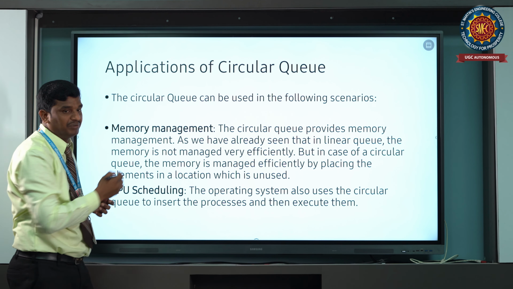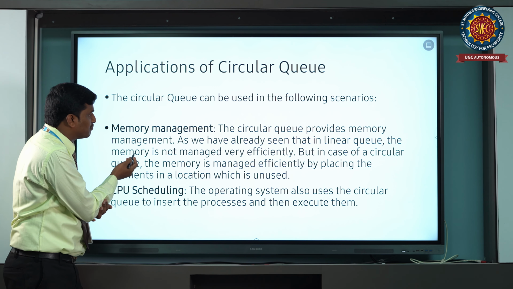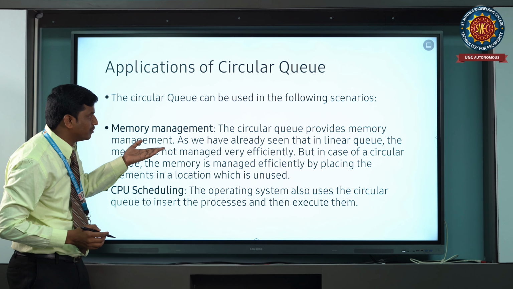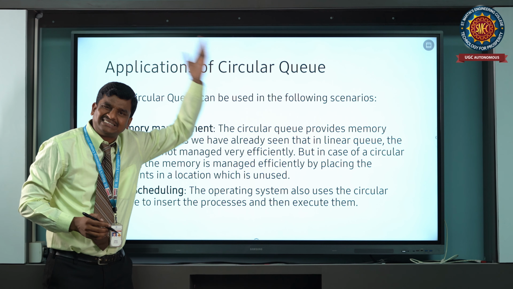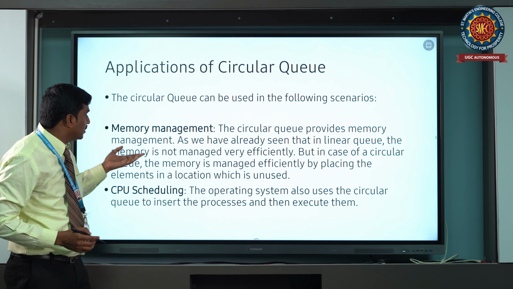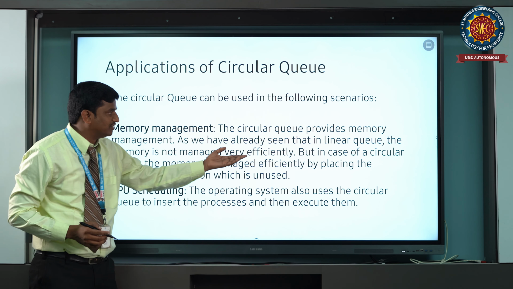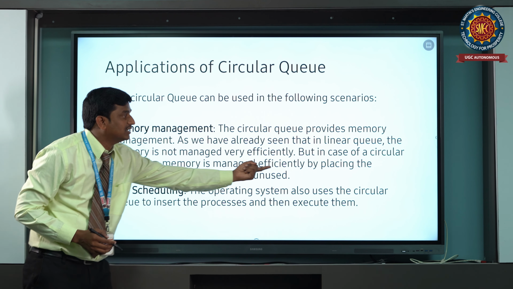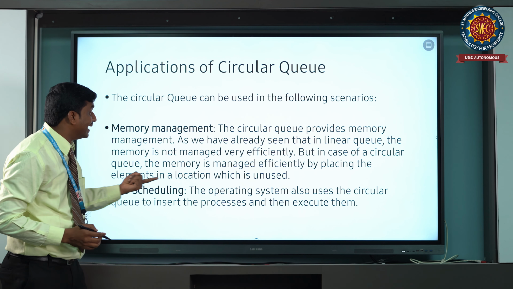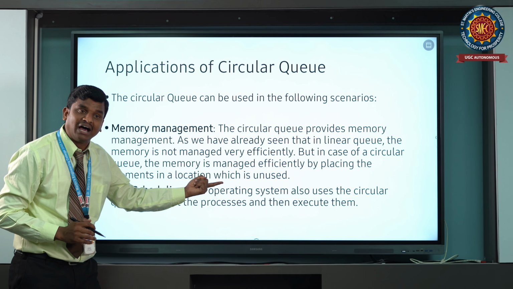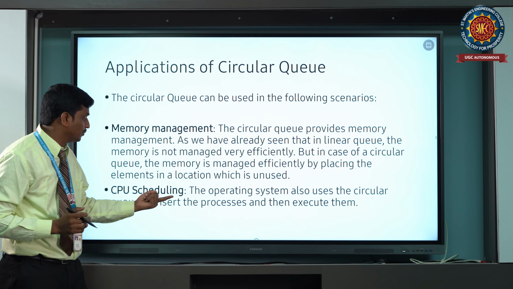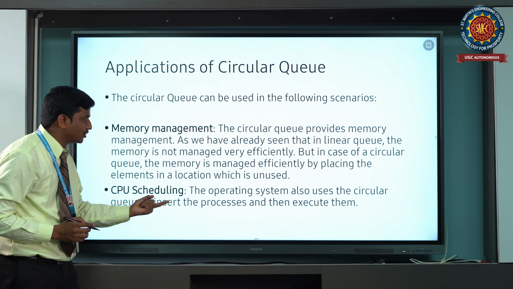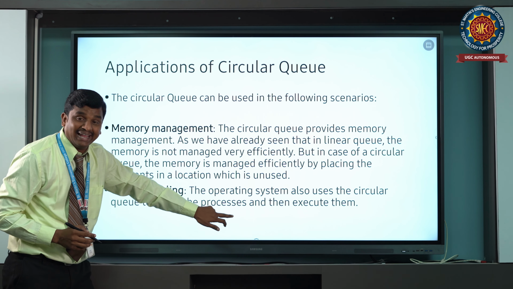First, we can see applications of circular queue. First is memory management. The circular queue provides memory management. As already seen with the linear queue, memory is not managed very efficiently, but in the case of circular queue, the memory is managed efficiently by placing the elements in locations which are unused. Next, CPU scheduling. Operating systems also use a circular queue to insert processes and execute them.